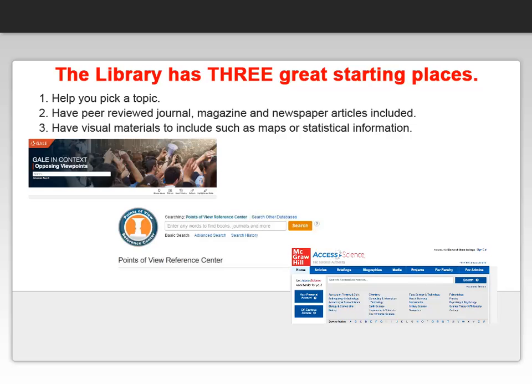These databases not only help you pick a topic, but they have research attached to them, including peer-reviewed journal, magazine, and newspaper articles, along with visual materials such as maps or statistical information. The 3 are Opposing Viewpoints, Points of View Reference Center, and Access Science. Let's take a look at how each one of them works.